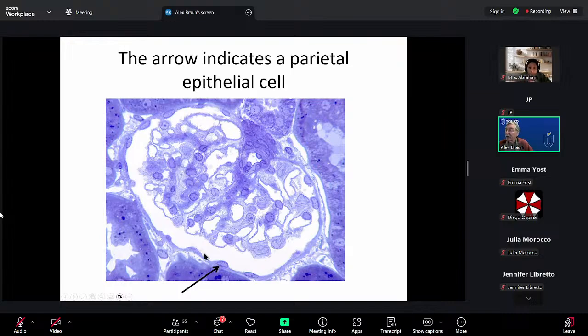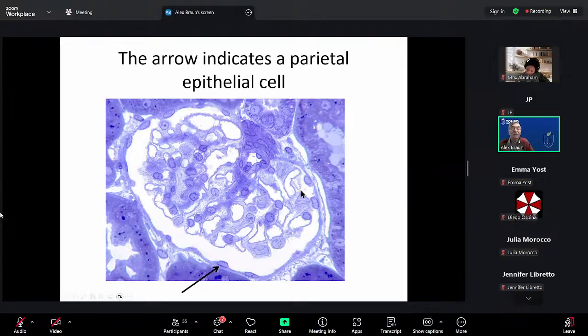So again, here is Bowman's space where the urinary filtrate is collected, on the outside of Bowman's capsule, and lining the outside of Bowman's capsule are the parietal epithelial cells. They are flat epithelial cells, like you see here. These flat epithelial cells lining the outside of Bowman's capsule are the parietal epithelial cells. They are squamous in configuration, if you want to call it that. They are flattened epithelial cells. Because they're flattened, it's easy to forget that they are epithelial cells, but they are epithelial cells.